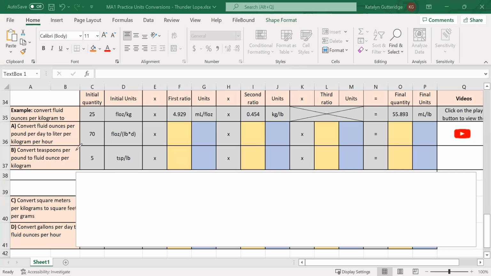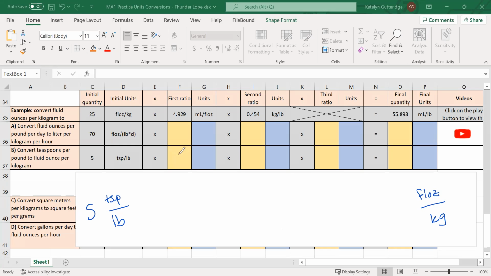Okay, so let's get started by reading our problem. We need to convert teaspoons per pound to fluid ounces per kilograms. All right, so our final units down here, we're going to go to fluid ounces per kilogram. And then I'm going to go ahead and write out our starting units in fraction form just to kind of match how I would do it on paper. So we're starting with 5 teaspoons per pound.